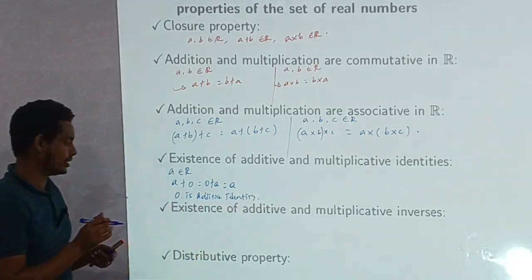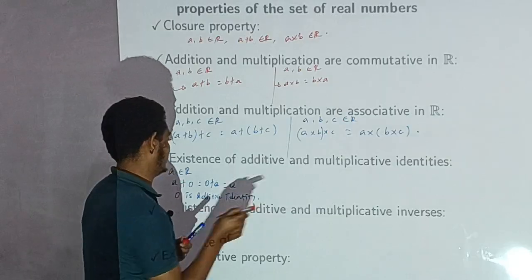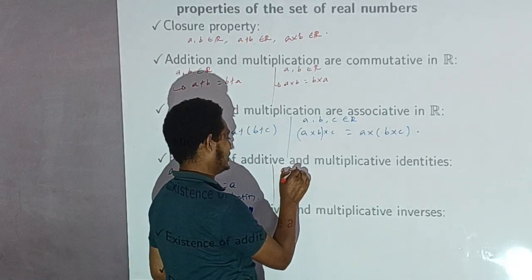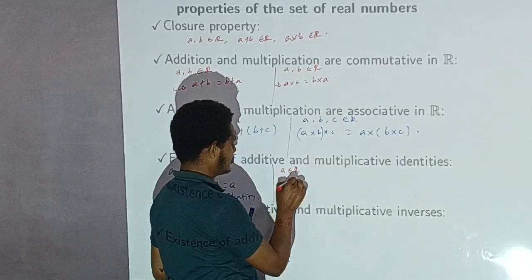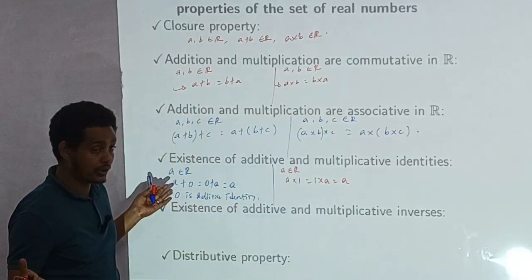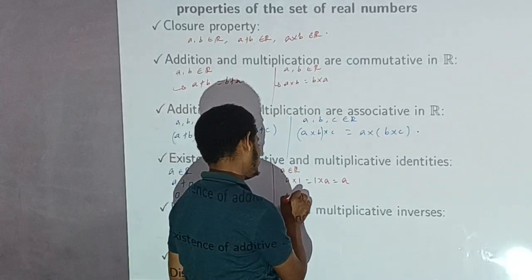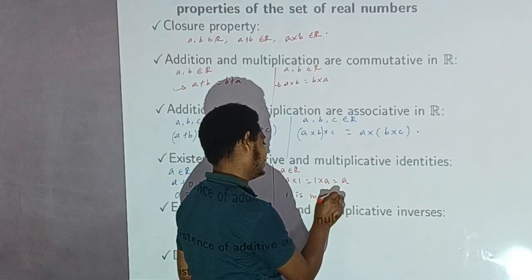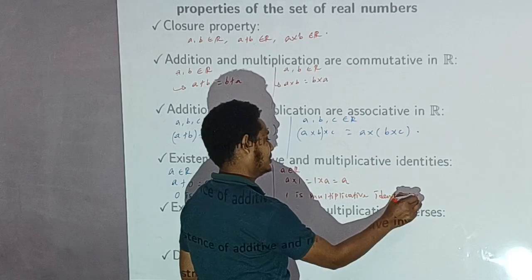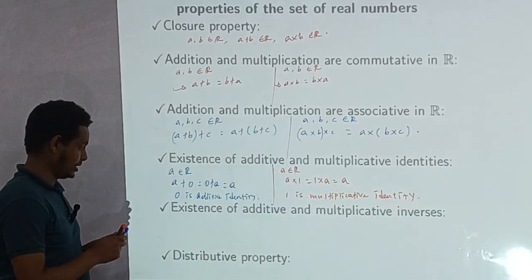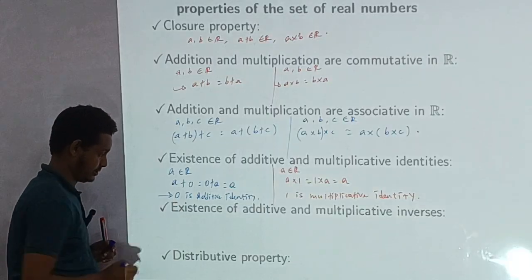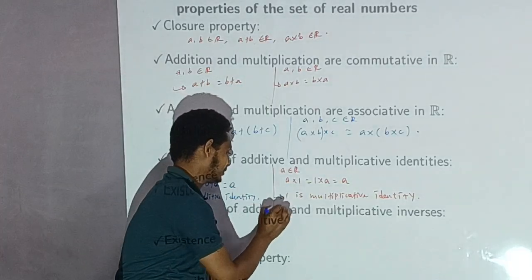An identity means that adding it to a number makes no change. That is the additive identity. And for the multiplicative identity, if a is an element of the real numbers, then a times 1 equals 1 times a equals a. Multiplying any number by 1 makes no change. So 1 is the multiplicative identity. So 1 is called the multiplicative identity and 0 is the additive identity.